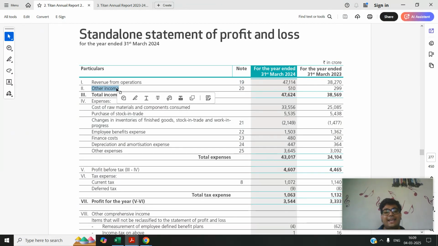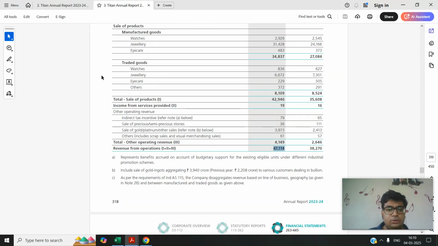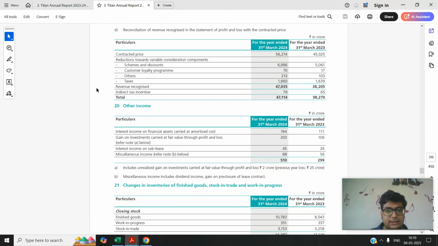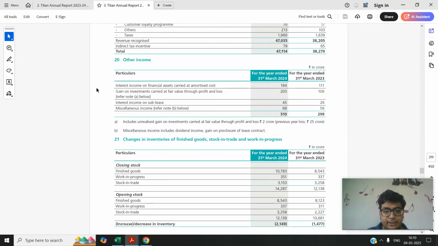What this means is any money that you made outside of your main business, that will be classified in other income. And if you look, Titan did make a very trivial amount, 510 crore, and I'm saying it trivial not because it's 510 crore, but it's trivial compared to its main source of income. And that will come here. Once again, additional details will go in form of note. So let's look at note number 20 to see what are Titan's other income.